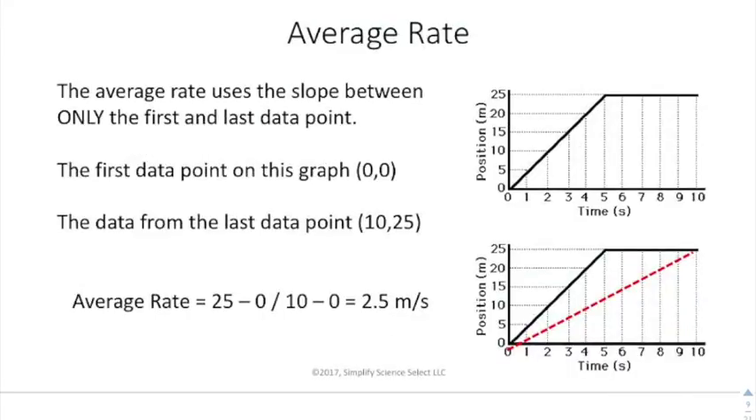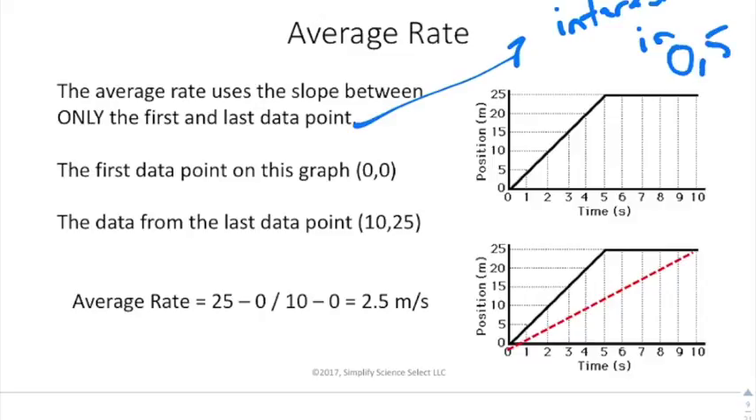The average rate uses the slope between only the first and the last data point that you are interested in. So for example, if I want to know what the rate is between 0 and 5 seconds, I use the point at 0, 0 and 5, 25, and those are the only 2 points that I use.